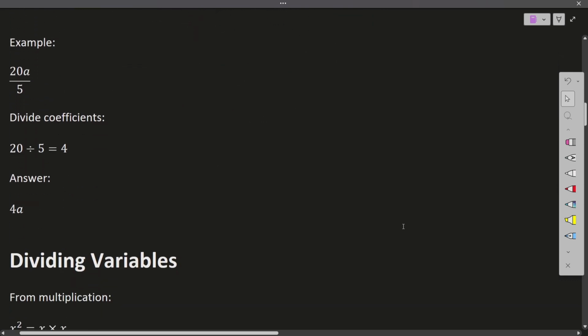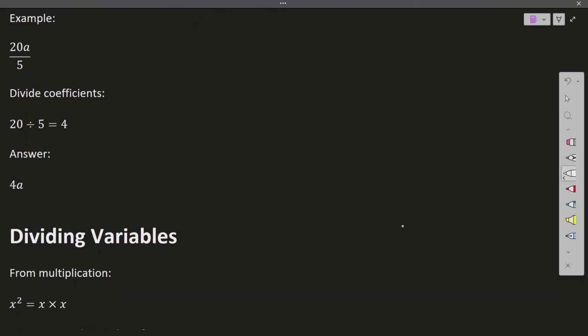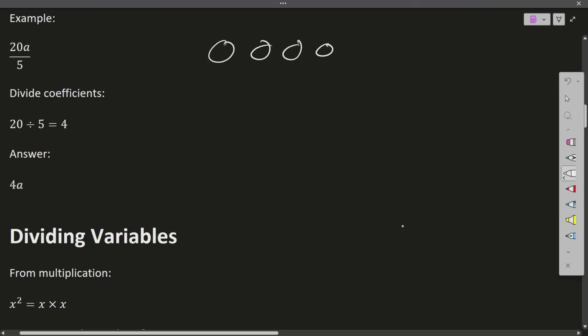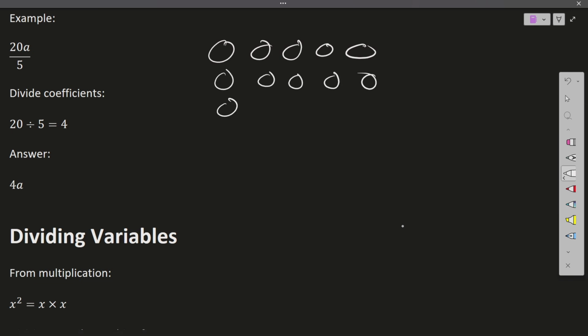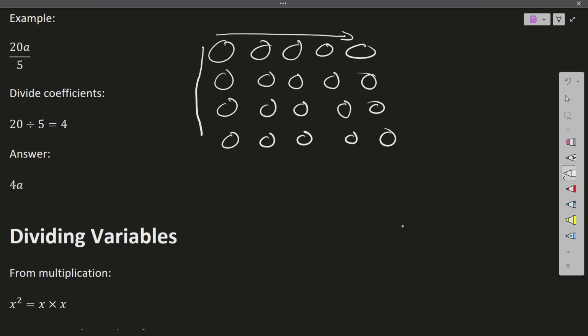Let's do a second example. 20a divided by 5. 1 2 3 4 5. So you see, I had 5 going this way, and how many now do I have going this way? You count here. Okay, and then that is basically 4. So 20 divided by 5 is equal to 4.